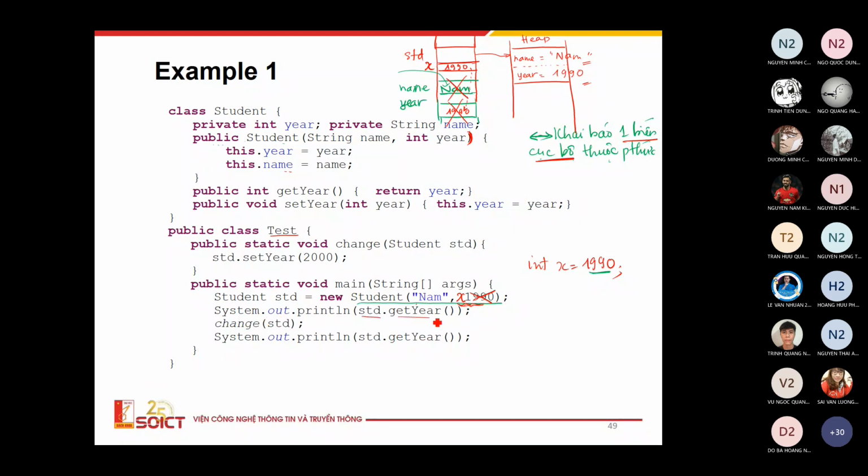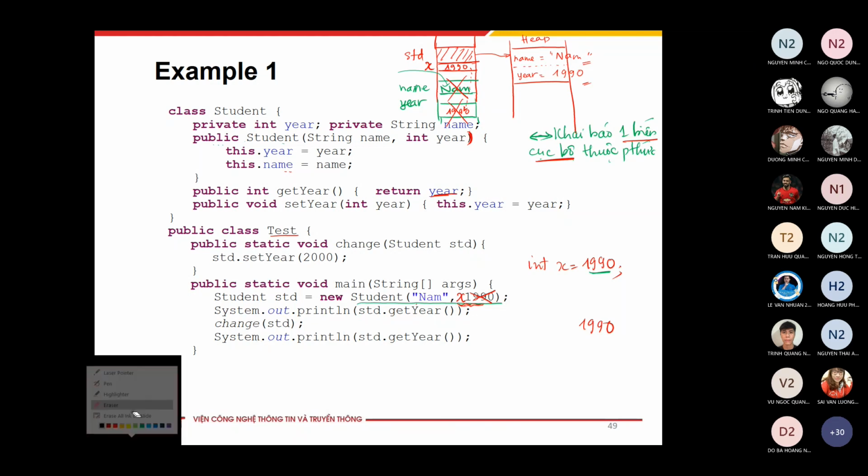System.out.println của std.getYear thì đơn giản rồi, đúng không? Nó sẽ tìm đến đối tượng std đây, và getYear của nó. getYear đây cũng là một lời gọi đến phương thức, đúng không? Nó cũng phải đi tìm xem getYear ở đâu. Đây, getYear ở đây. Nhưng có điều phương thức này không có tham số truyền vào nên cũng không có vấn đề gì. Và phương thức này return lại year, vì vậy nó sẽ in ra cho chúng ta là 1990. Câu lệnh này không có gì liên quan đến phần chúng ta đang nói cả, vì phương thức này không có tham số truyền vào nhé.